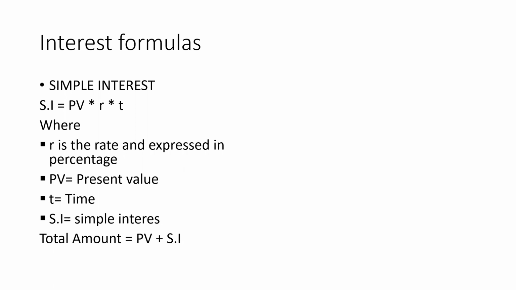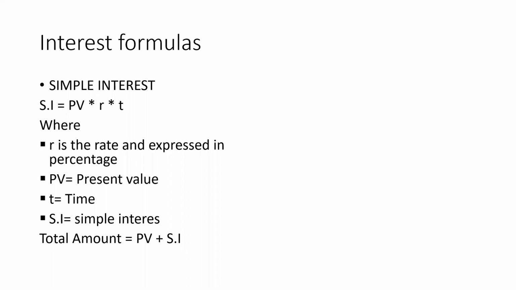Simple interest is given as PV times R times T, where R is the rate and is expressed in percentage. PV is the present value, which we all know as our principal. T is the time, and SI is the simple interest. So to get the total amount from simple interest, it is given as PV plus SI, where PV is the present value and SI is the simple interest. Now, the present value there is also known as principal. So there is no change in the same formula you know right from secondary school. In secondary school, we all know that amount equals P plus I, where P is the principal and I is the simple interest.